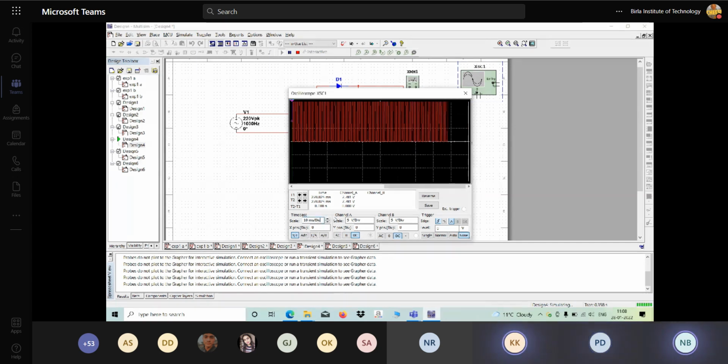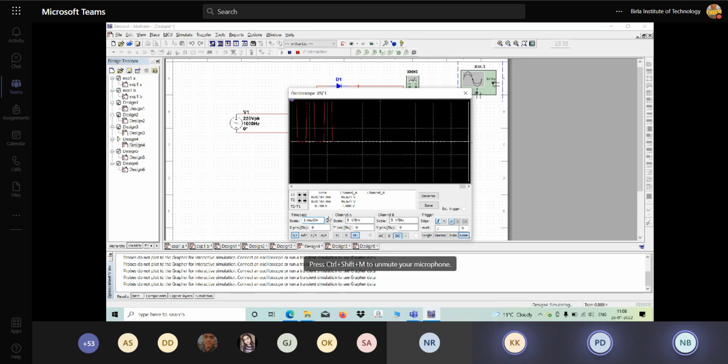That 10 millisecond per division, you can change it. You just increase or decrease. You can observe yourself what is required. Yeah, reduce it. Also, now you can see, the voltage scale you can also change. Yeah, that voltage scale you can change.